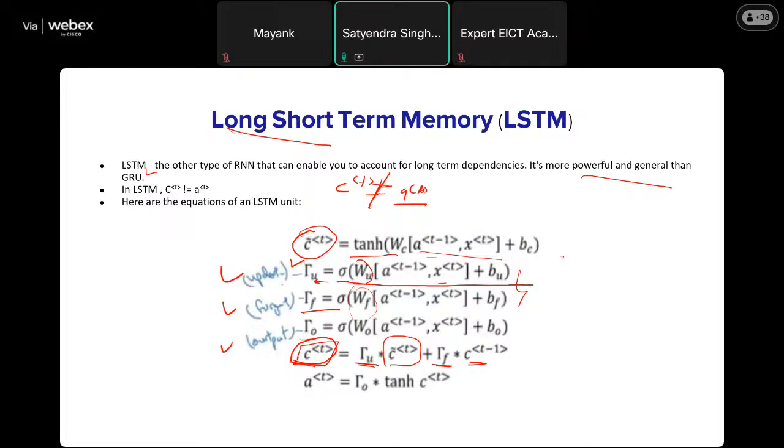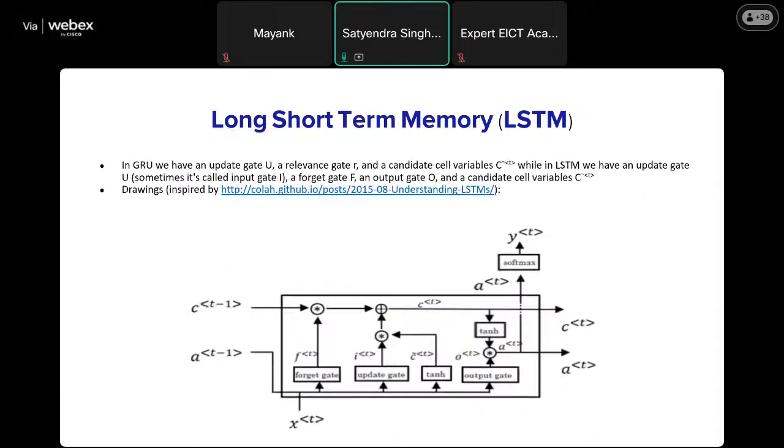So unlike GRU where you have 1 minus u, you have a forget gate, a separate gate for it, which makes an independence between these two computations. And when you take the tanh of this C(t) and multiply with the output gate, you get the context vector that is passed to the next unit.